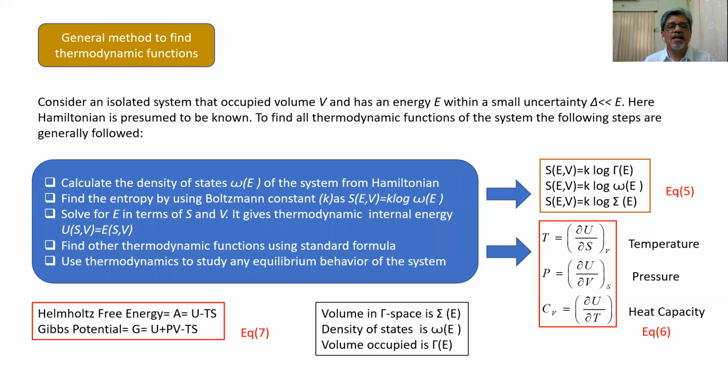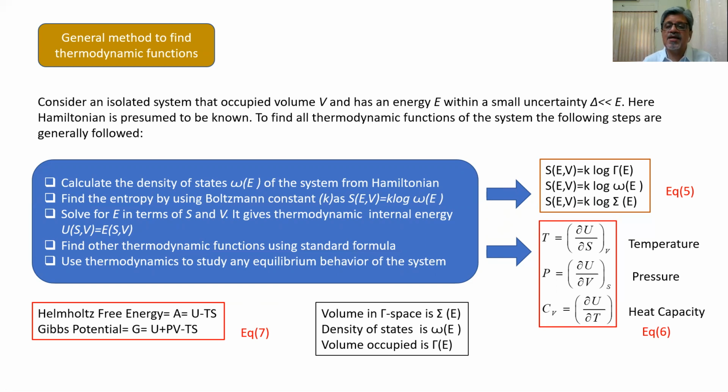First, we calculate the density of states, which is represented by omega E, of the system from the Hamiltonian. So from the Hamiltonian, we have to calculate the density of states, omega E. Then find the entropy by using the Boltzmann constant K, by using a general formulation. It is S as a function of E and V, S equals K log omega E.